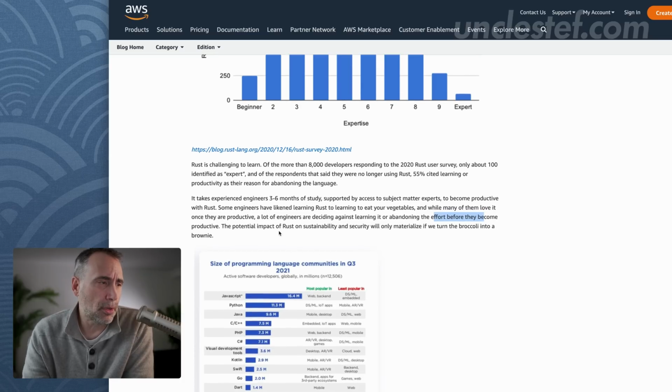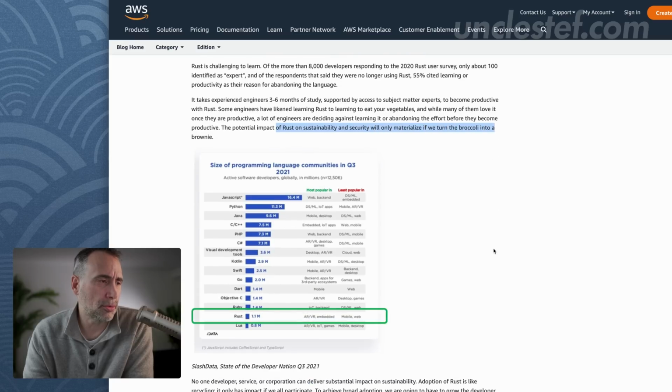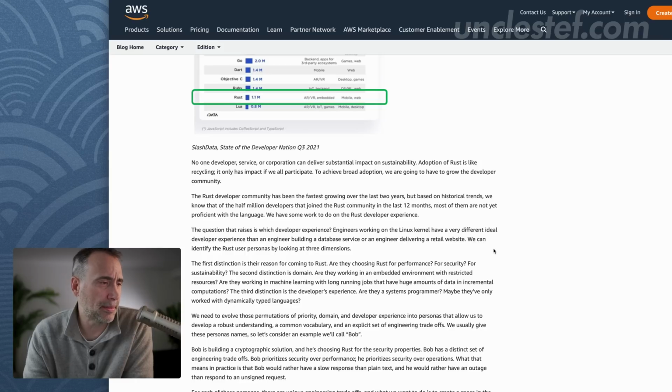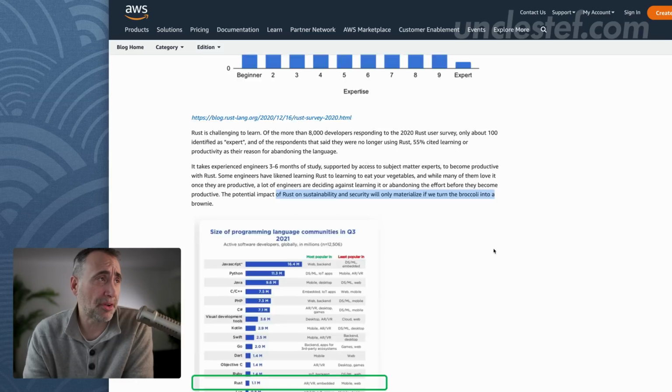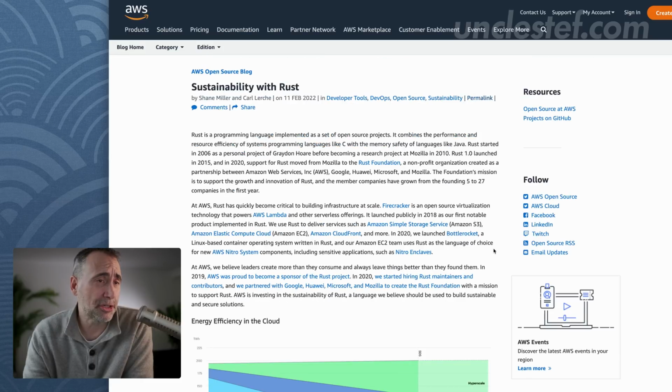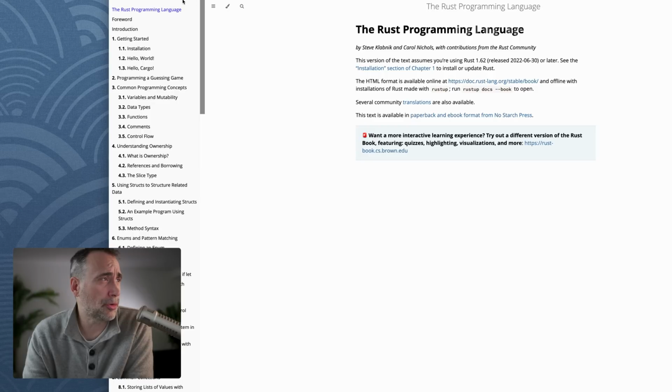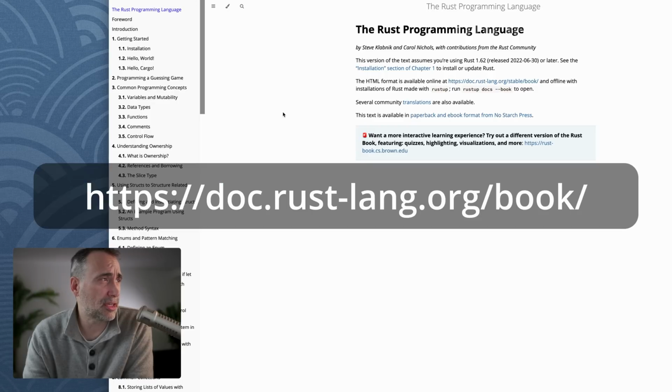The potential impact of Rust on sustainability and security will only materialize if we turn the broccoli into a brownie. So basically, they're saying in this article that they're going to have to make Rust more palatable, easier for people to learn. Now, they reference on the site, if you want to learn Rust, you can go to the free site, doc.rustlang.org/book. And there are also some YouTube channels, of course.